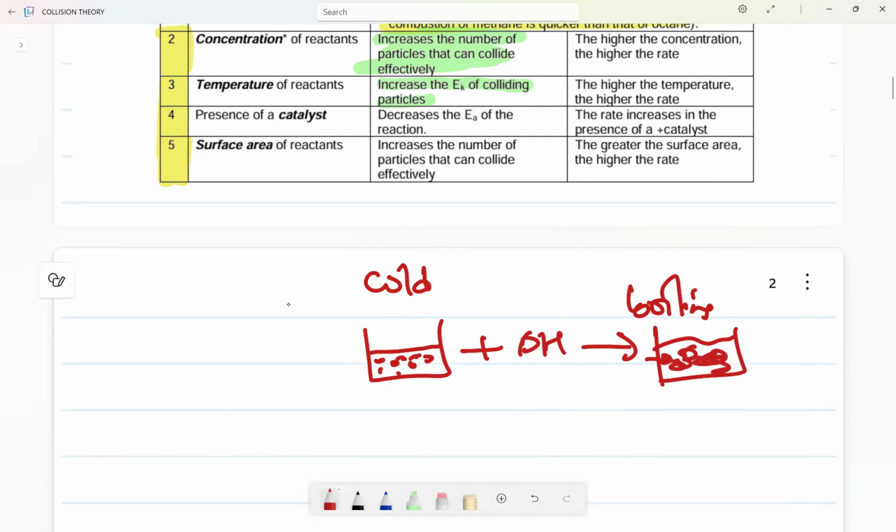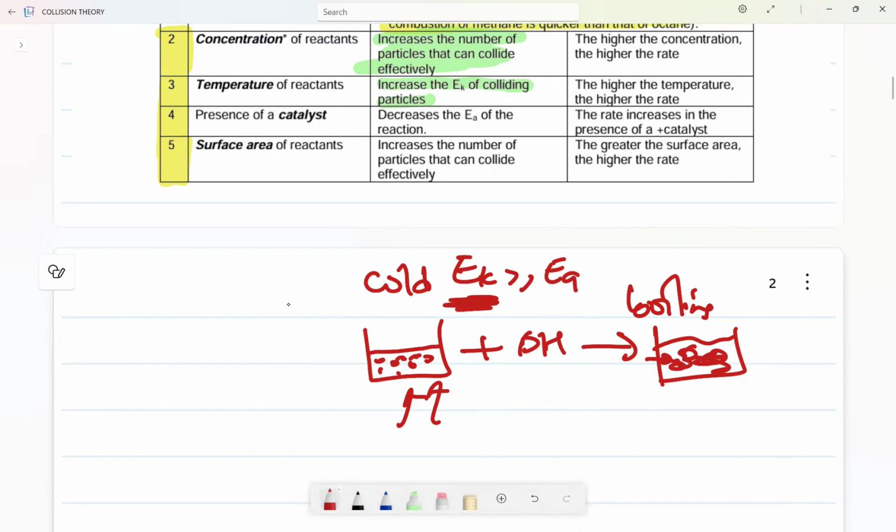It means now the particles now have what? The particles are colliding now effectively. So why? Because now they have kinetic energy. Remember, we need a kinetic energy that is greater or equal to the activation energy. Now, as we add temperature, we are increasing the kinetic energy. So the kinetic energy becomes more and more again. And now this is what is needed. So they now say the higher the temperature, the higher the rate.